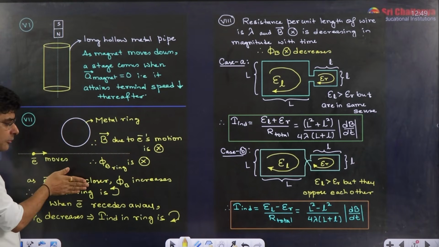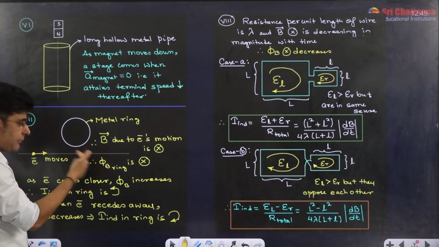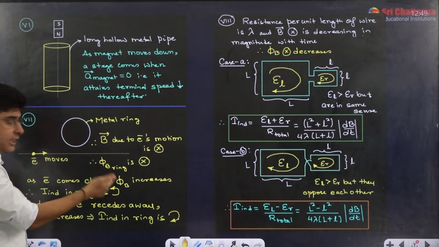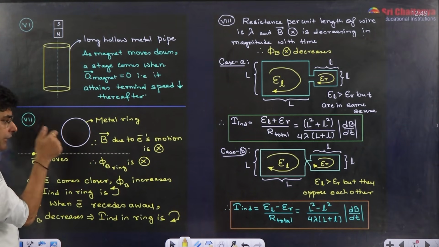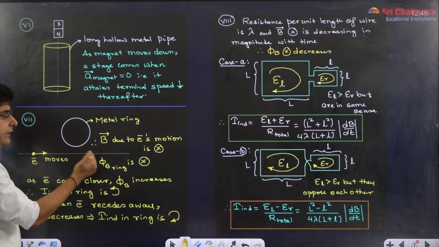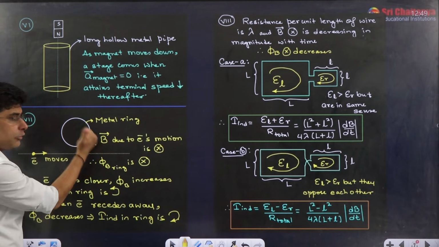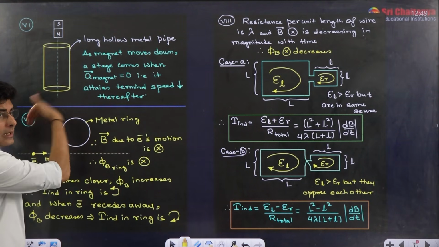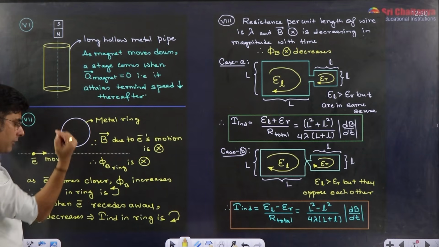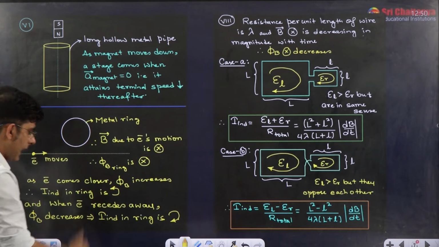As the electron comes closer, obviously the current will increase, so the flux will increase. So if flux increases, that means the induced magnetic field for the ring will be opposing the original field, so it will be outward. So how will the current be induced in the ring? Anti-clockwise. A small current in the ring will flow anti-clockwise.